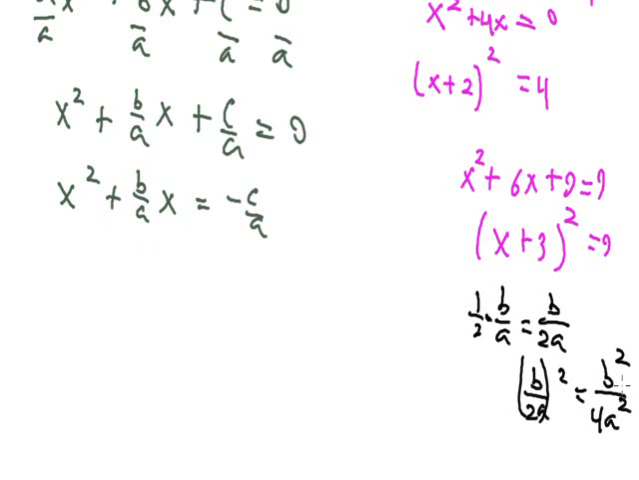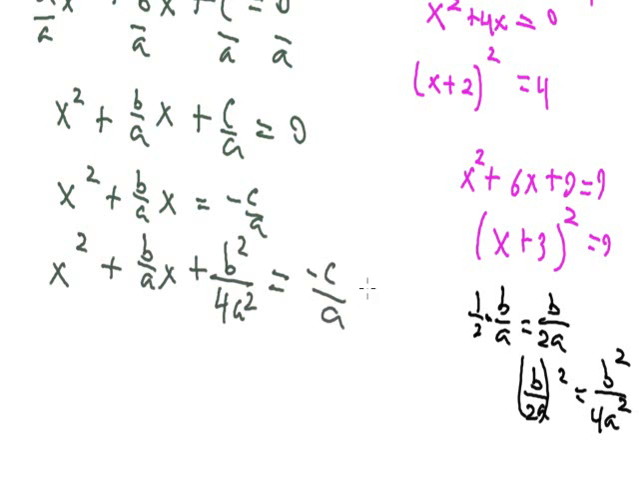I'm adding this squared term to both sides. So x squared plus b over a x plus b squared over 4a squared equals negative c over a plus b squared over 4a squared. As you can see, I added something to both sides, and that keeps this equality true. So this is still a true equality.